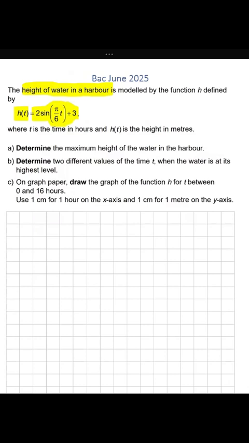Okay, so let's have a look and see what we're being asked. The first thing we're asked is to determine the maximum height. Now, there's plenty of different ways of going after this question. I prefer to look at these from what I'd call a logical point of view. I'm going to use my basic function of sine, and work things out in relation to that.